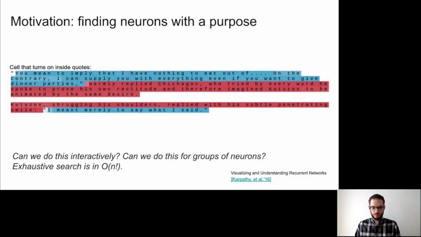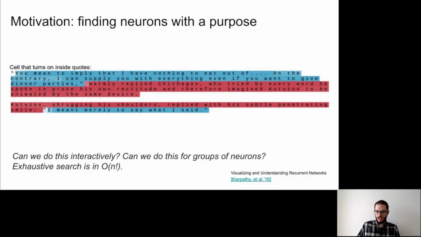some neurons that are responsible to highlight whether text is within parentheses, for example. Now, our question is whether we can do this interactively, because the original investigation required very careful analysis of every individual neuron. And maybe through interaction, we can even do this for entire groups of neurons.